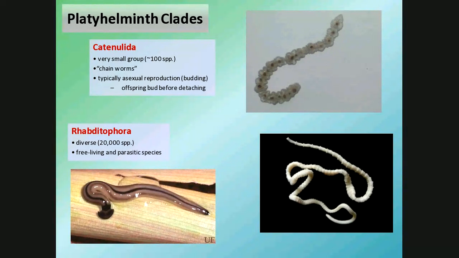What a word. Anyway, only about 100 species, thank goodness. These are the chain worms. There's one on the right. They reproduce asexually simply by budding. And bloop, these offspring at the end of a chain worm, they bud before they detach.